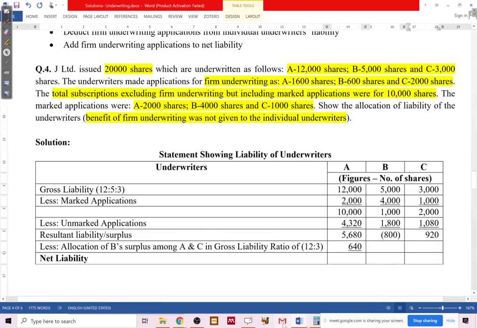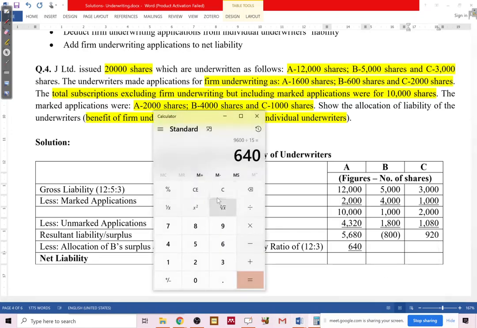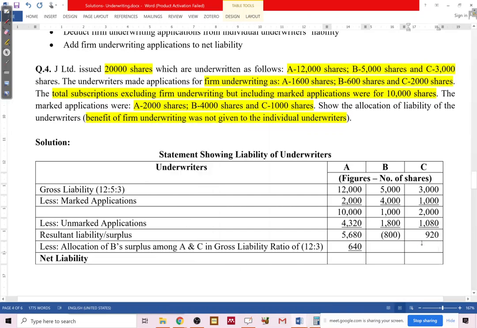And same way, how much does the other person get? You don't have to calculate ratios again. Just do 800 minus 640. The person C, underwriter, gets 160. Again, minus. Okay, and this 800 gets nullified. Fine, 800 and 800 will become 0.